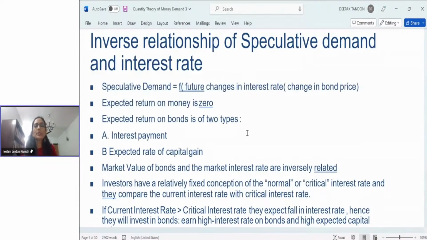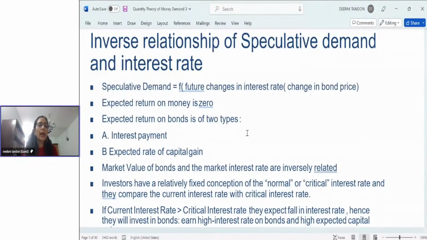Now coming back to speculative demand, the inverse relationship of speculative demand and interest rates. What Keynes said is that speculative demand is a function of the future change in the interest rate and the change in the bond price. People decide to invest in bonds based on two components: the probability of change in the interest rate in future, and the change in the bond price.